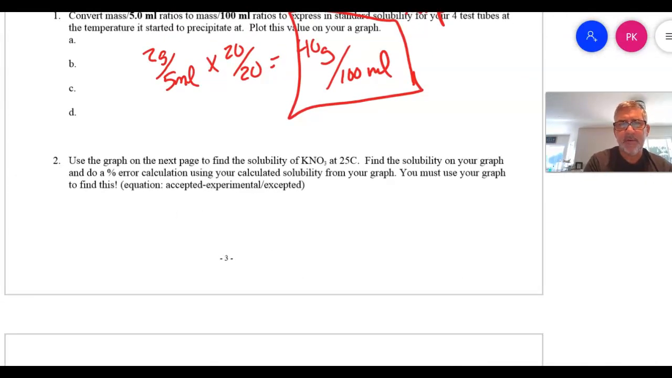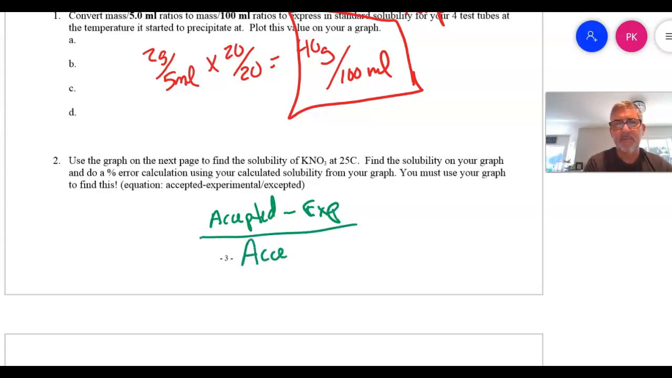And then you'll do a percent error. So accepted, that's from the bottom graph, minus experimental, that's from your graph, divided by accepted. Again, that's the bottom graph. Remember, that's an absolute value. So that would be your percent error. Okay?